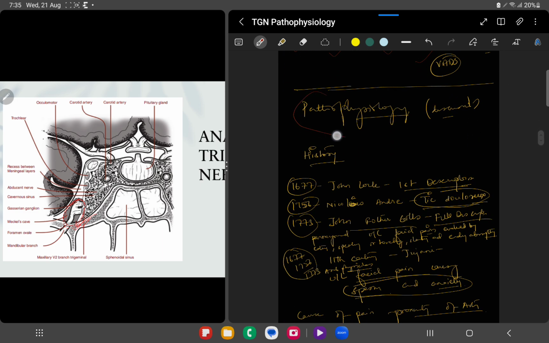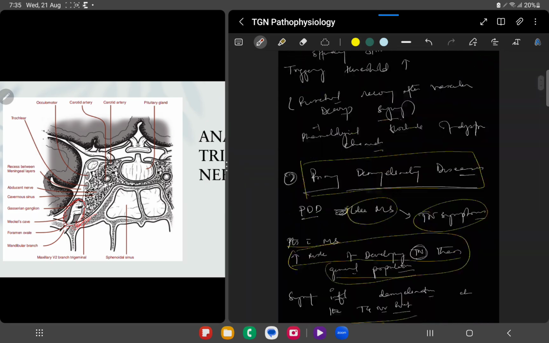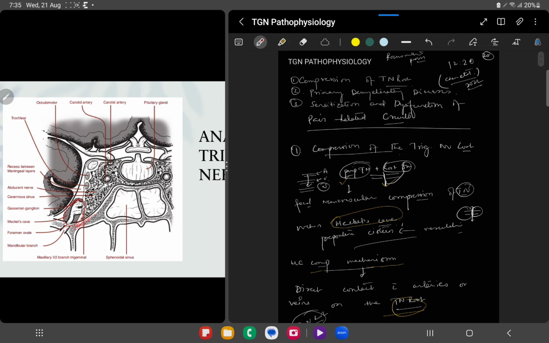Now we will talk about pathophysiology. There are some theories involved with this, but broadly we will discuss it in three subheadings. First, there is compression of the trigeminal nerve rootlets. Another cause may be the primary demyelinating diseases. The third is the sensitization and dysfunction of the pain related circuits.